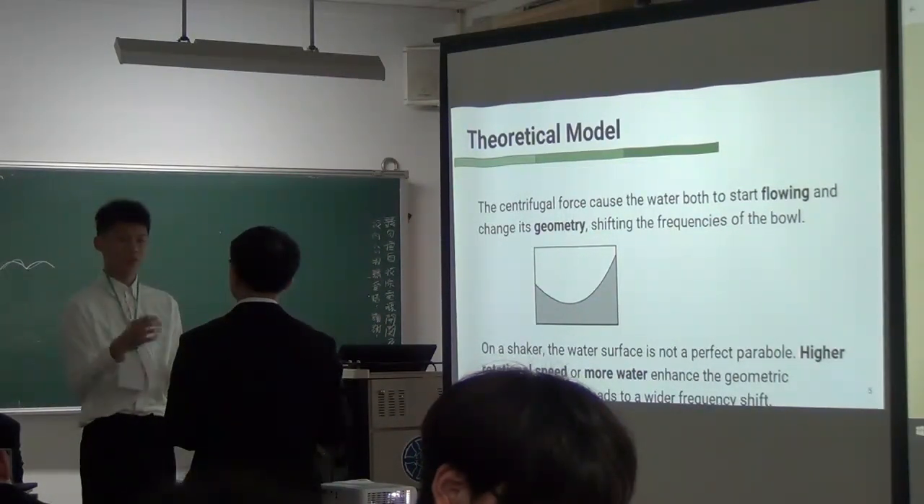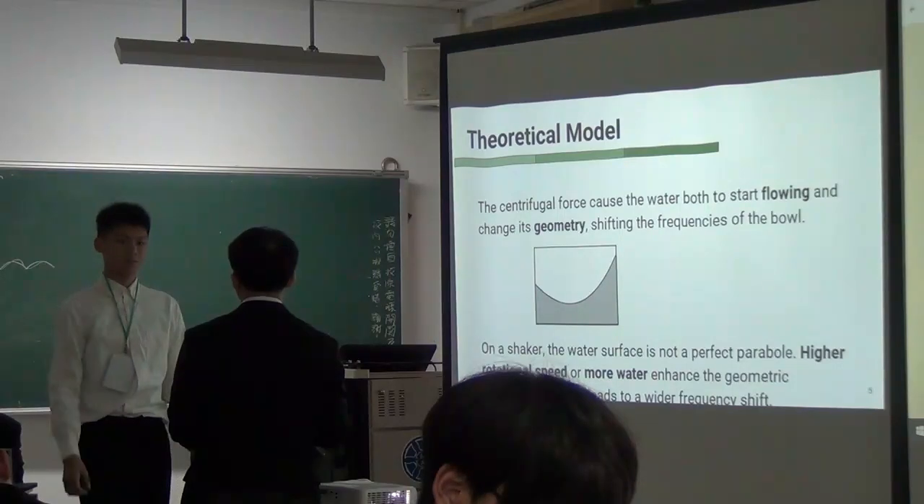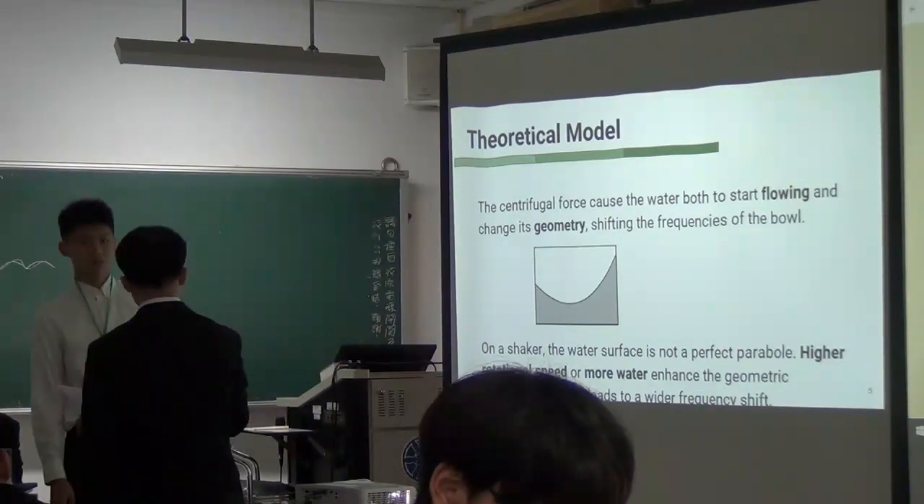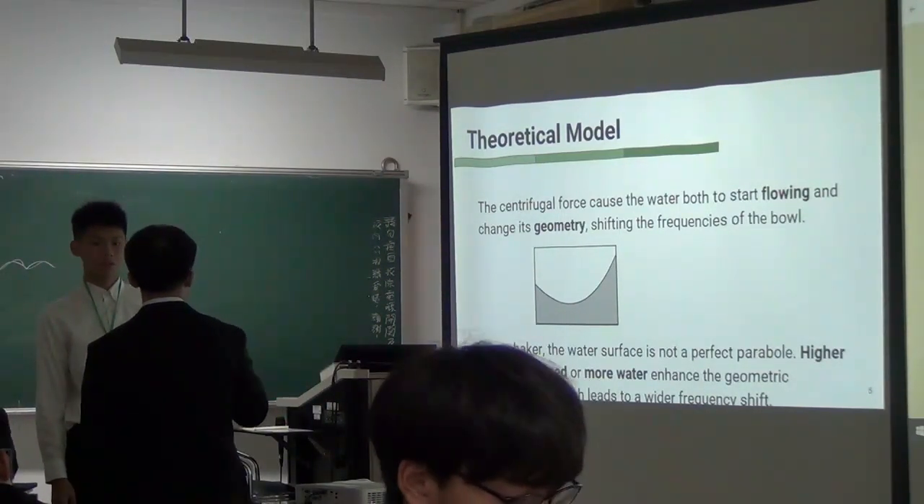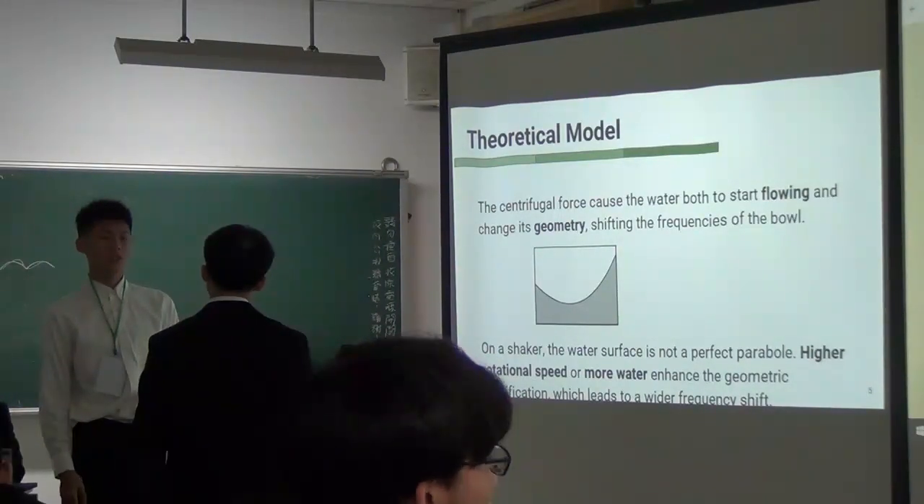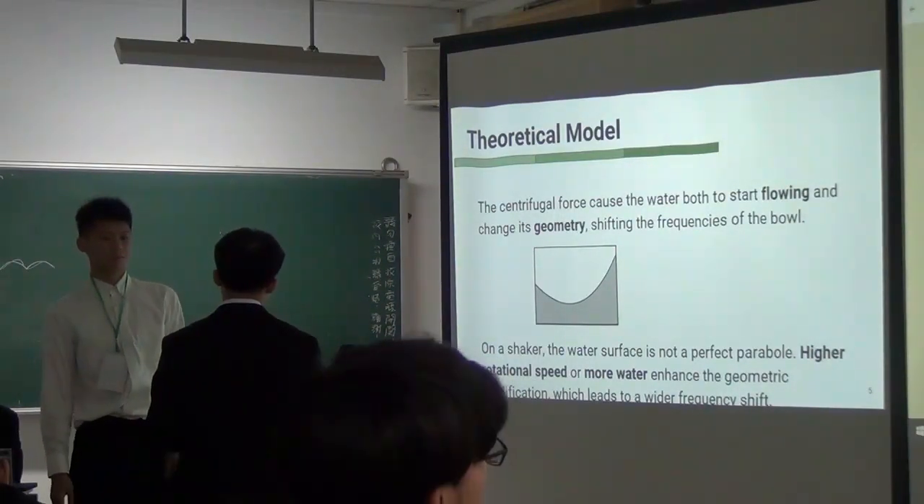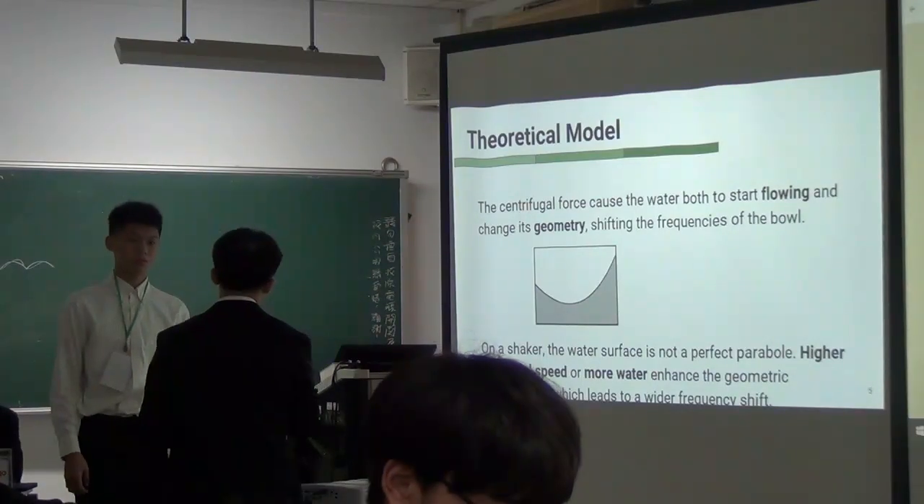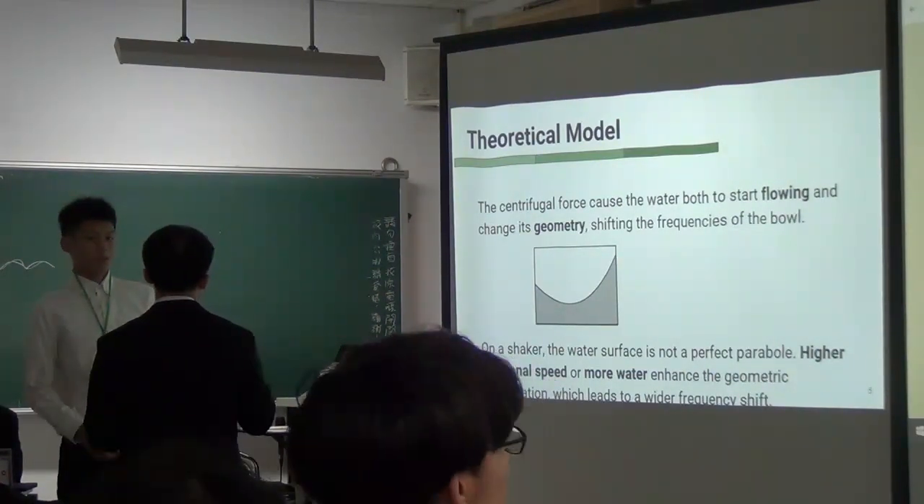Because one is circular, one is like this. So the main factor will not be the distribution during the process of the water. No, it's the main factor. Oh, so it depends on the mass of the water, or can you please clarify?